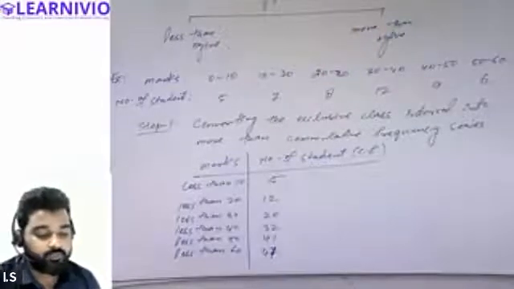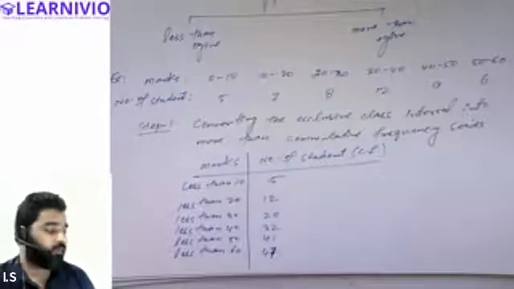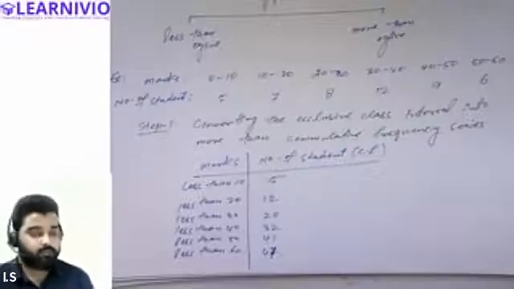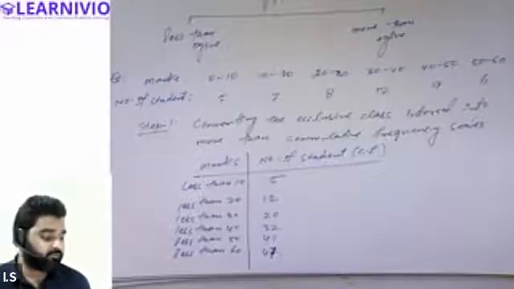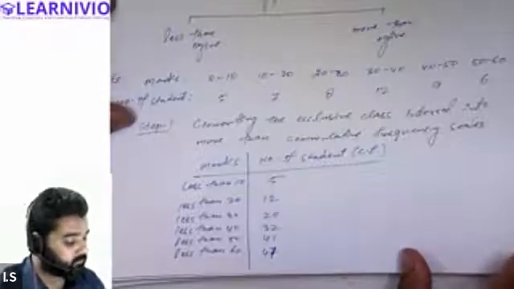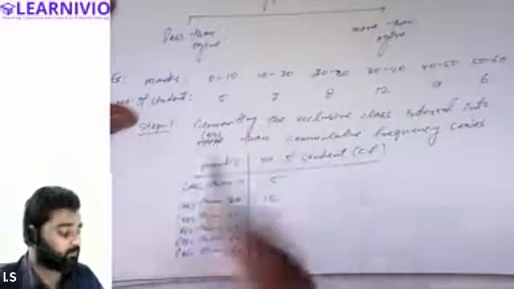Okay. So this is the first step that we will apply in order to draw the less than ogive. We have just done the first step, that is, to convert the series into the less than cumulative frequency. Just a minute. This is the less than cumulative frequency, not more than.